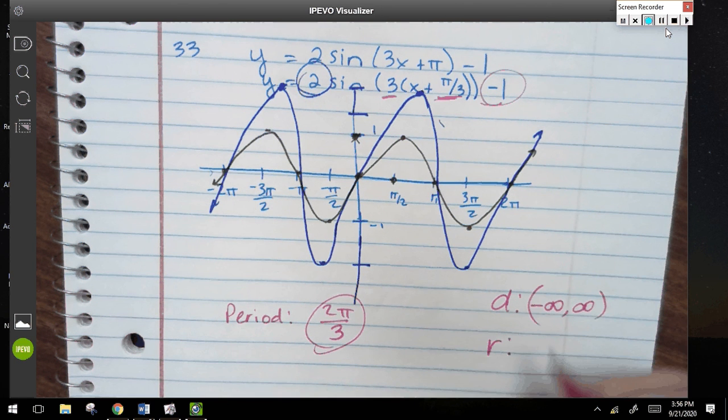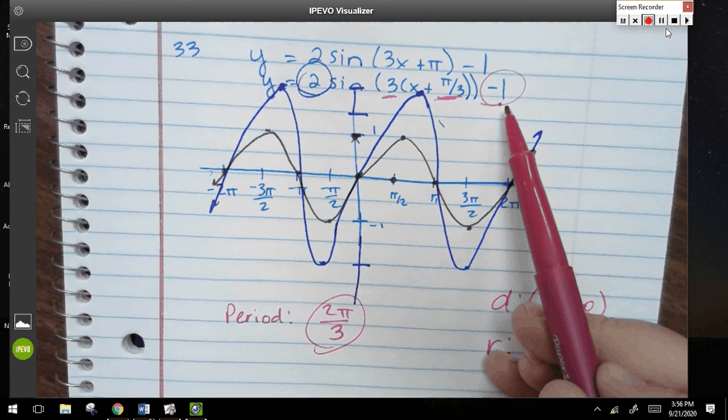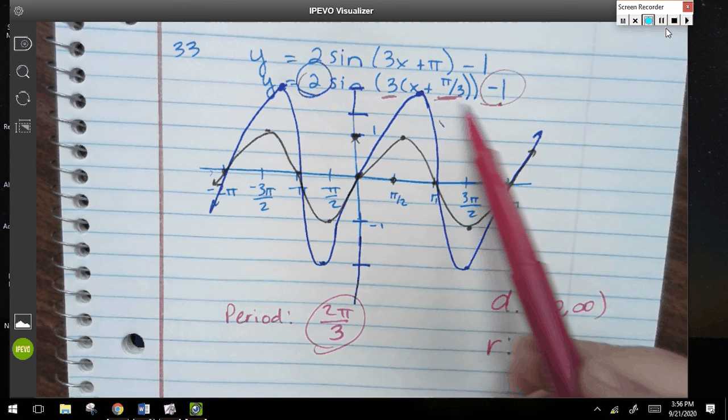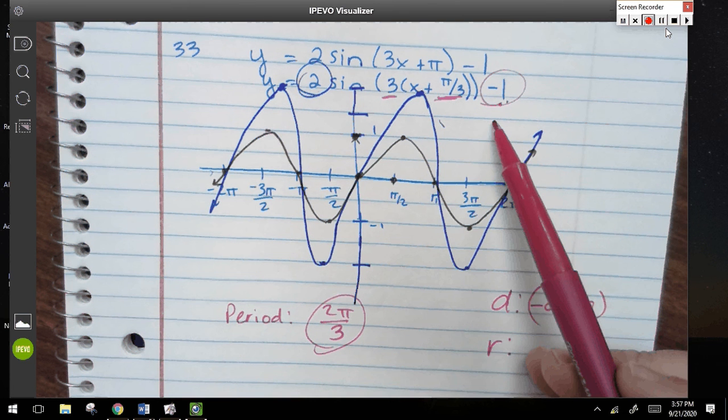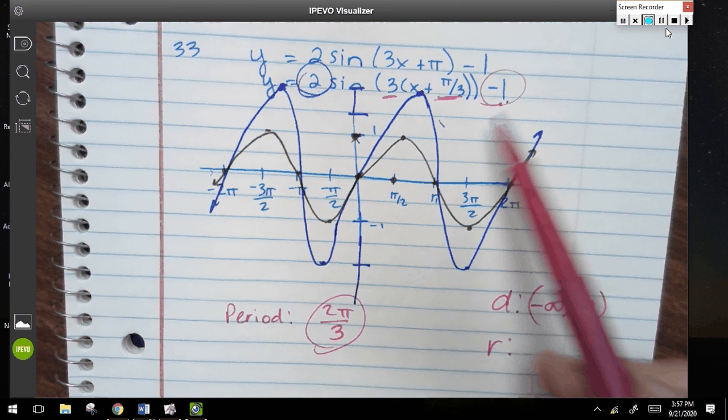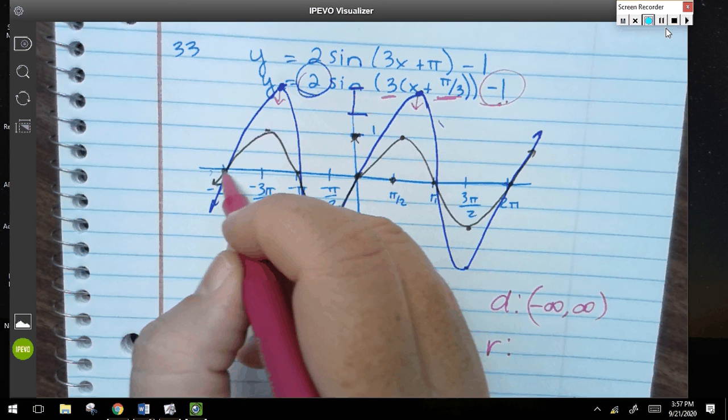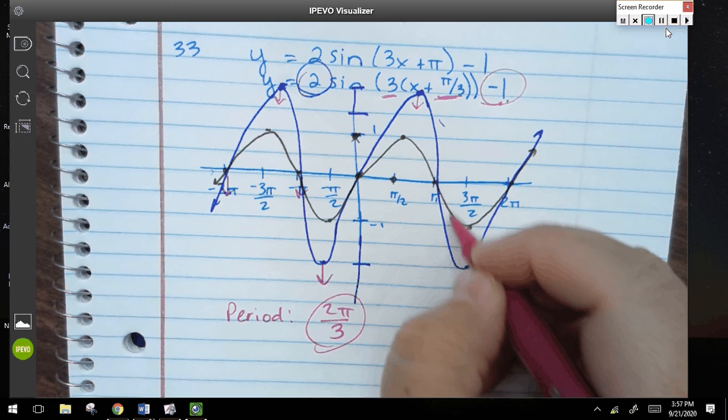I would set my window, instead of going every pi over 2, I might change that to go pi over 3, because I know that it's been shifted pi over 3. I know the period has to be divisible by 3 there. But it's still going out here to 2 pi, and so you could graph what you saw there. And the graph does justify my domain as well as my range here.